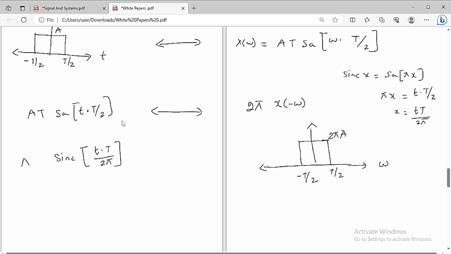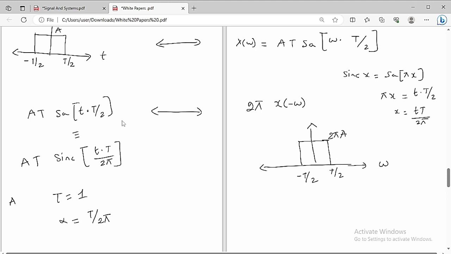So I can write either in this fashion or the other way, both are the same. If you see clearly, A into sin of pi T by 2 pi, as a Fourier transform, this is the graph we are going to get. Suppose I assume capital T is equal to 1 and alpha is equal to T by 2 pi. What is going to happen?